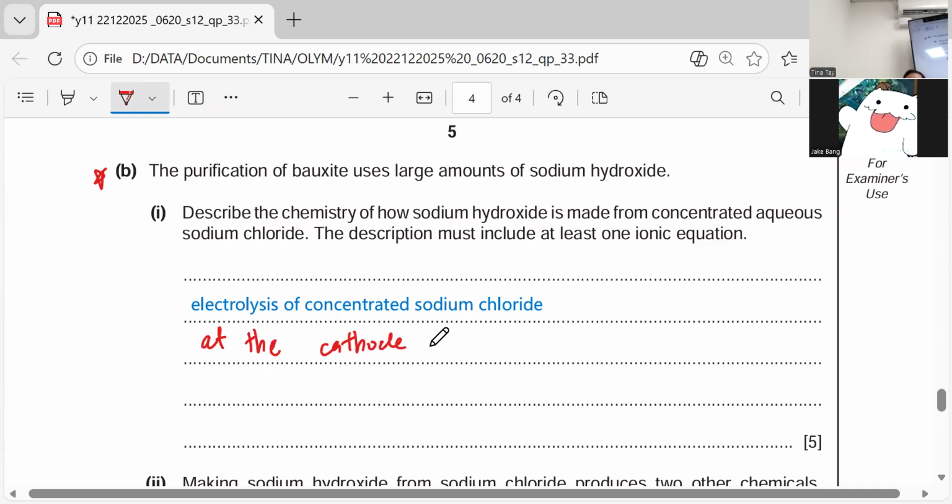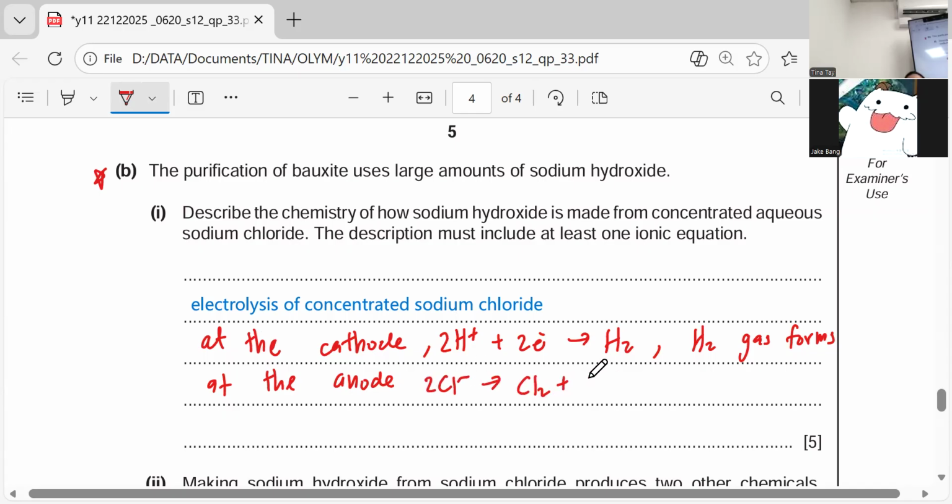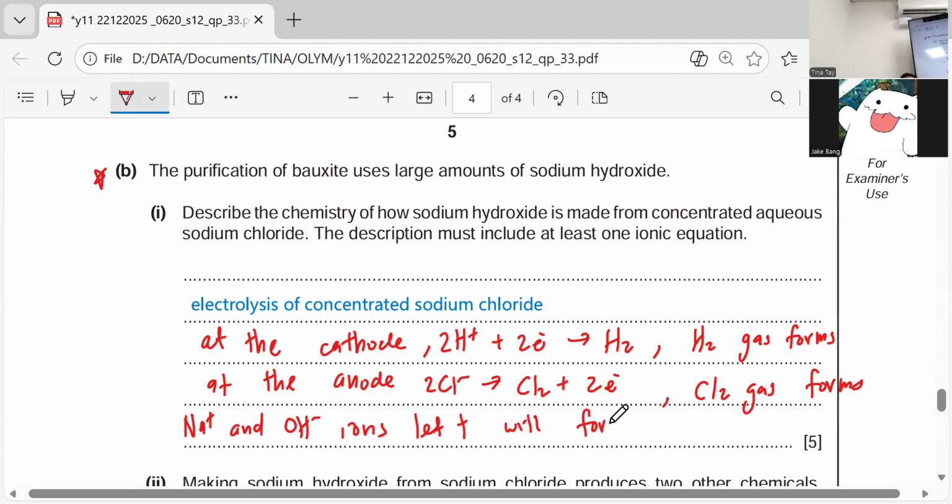So at the cathode, hydrogen gas forms. At the anode, chlorine gas forms. Sodium and hydroxide ions left will form sodium hydroxide.